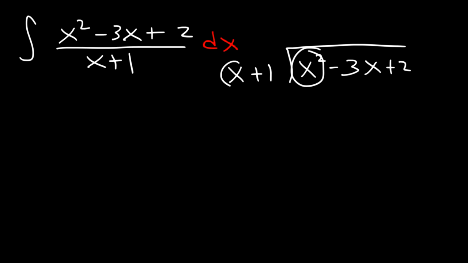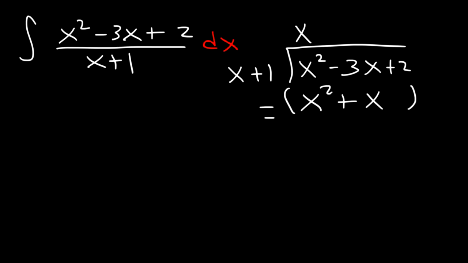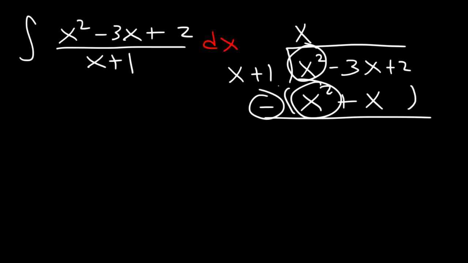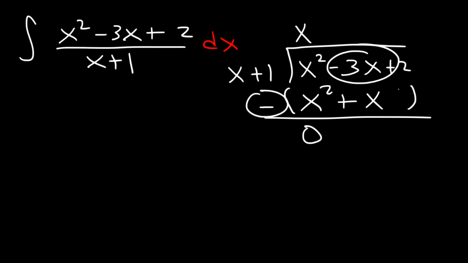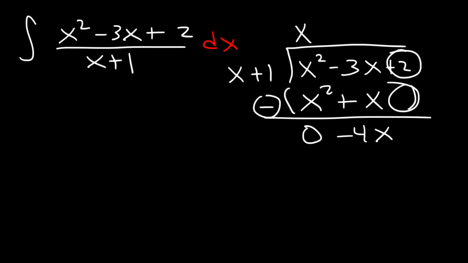So x squared divided by x is x. Let's put a negative sign and then multiply. x times x is x squared. x times 1 is x. Now let's subtract. x squared minus x squared is equal to 0. Negative 3x minus x is negative 4x. 2 minus nothing is simply 2, so we could just bring down the 2.